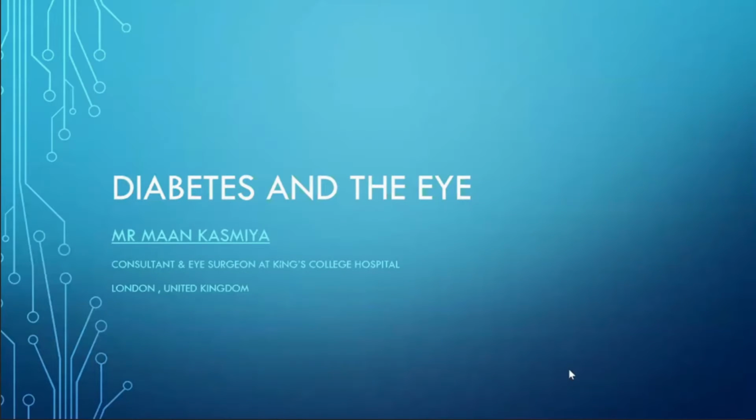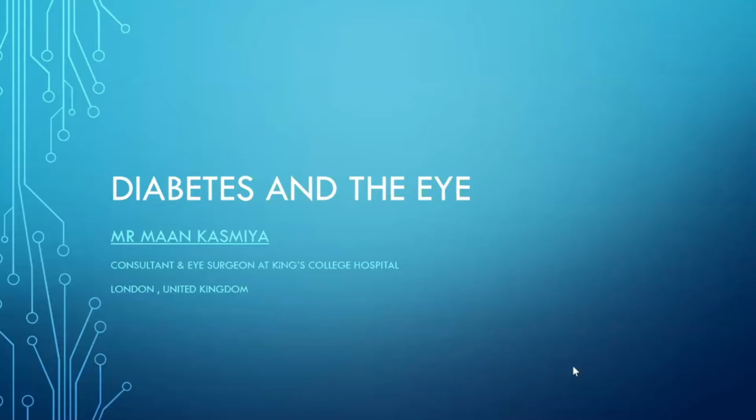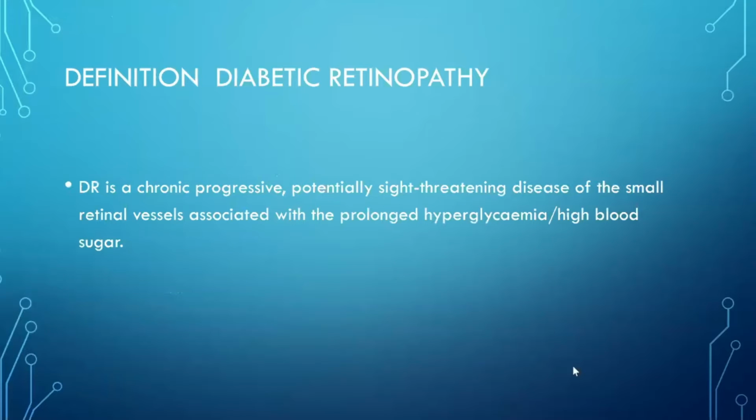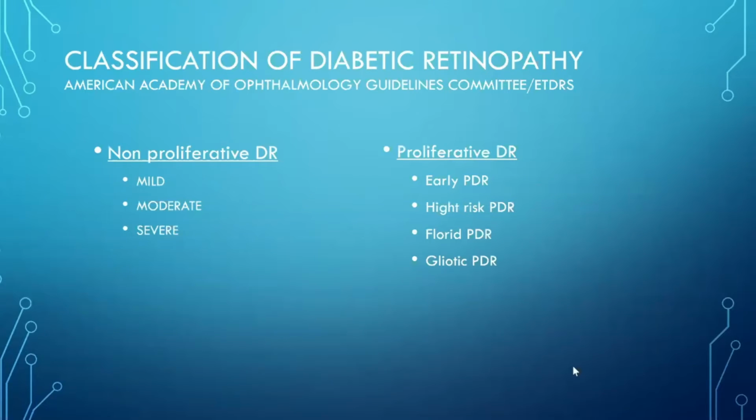Starting with diabetic eye disease, I will start with the definition of diabetic retinopathy. So, what is diabetic retinopathy? It's a potentially sight-threatening disease of the small retinal vessels. It's a chronic progressive disease, mainly because of prolonged high blood sugar, or hyperglycemia. Obviously, there are also other factors, including high blood pressure and high cholesterol, which can be factors for this.